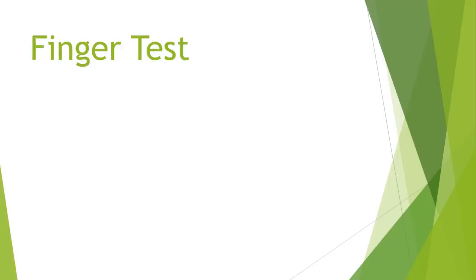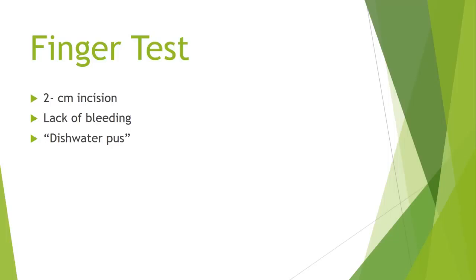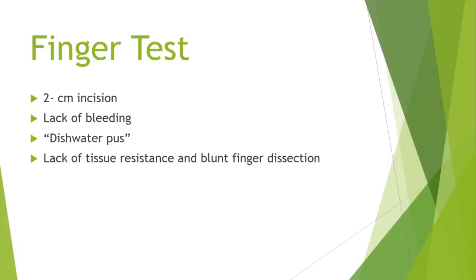So now I'm going to talk about the finger test. The finger test is a test that physicians use to decide whether it is necrotizing fasciitis. They cut a 2-centimeter incision at the site, and then they'll notice if there's a lack of bleeding, and also a dishwater pus coming from that wound. Then they stick their finger in that open sore and push on the tissue. If the tissue gives way or falls apart, it's called blunt finger dissection.